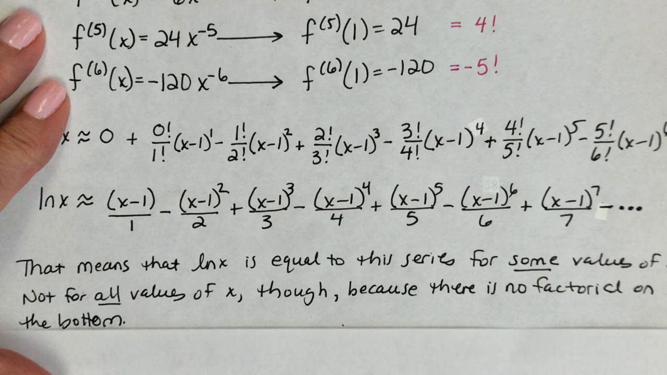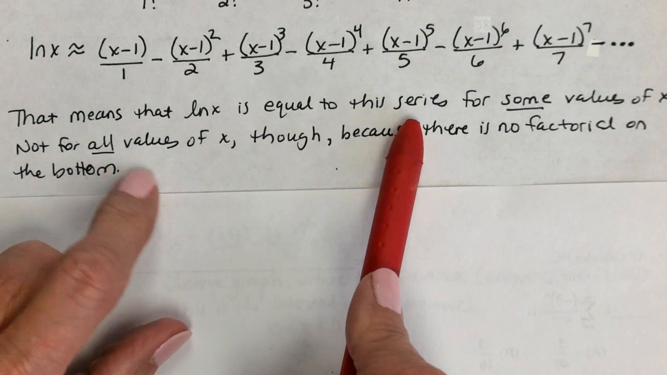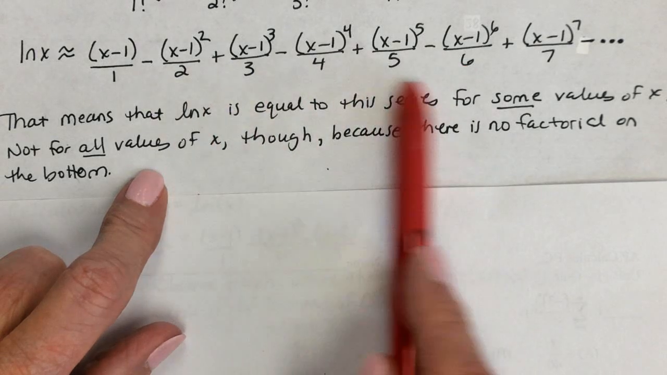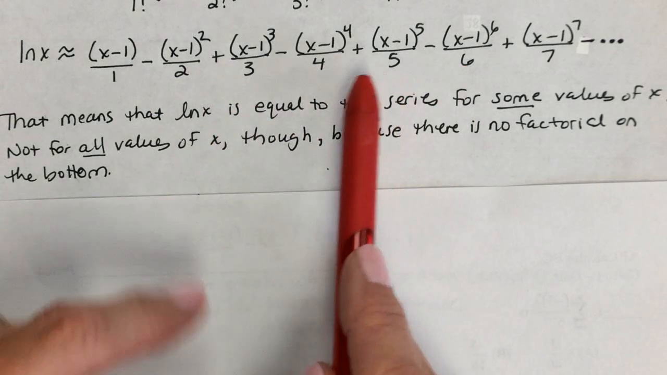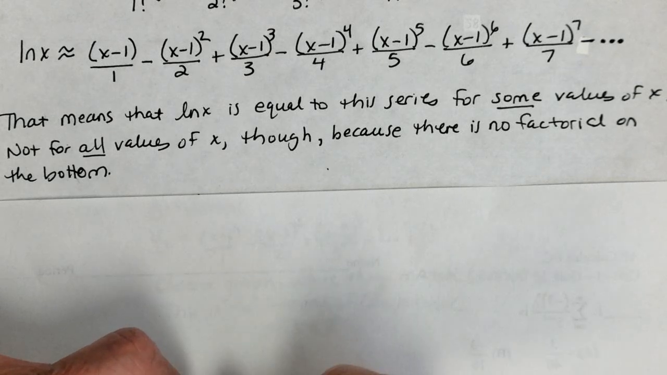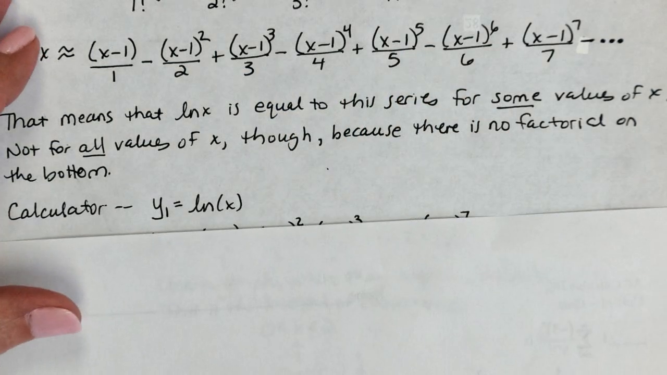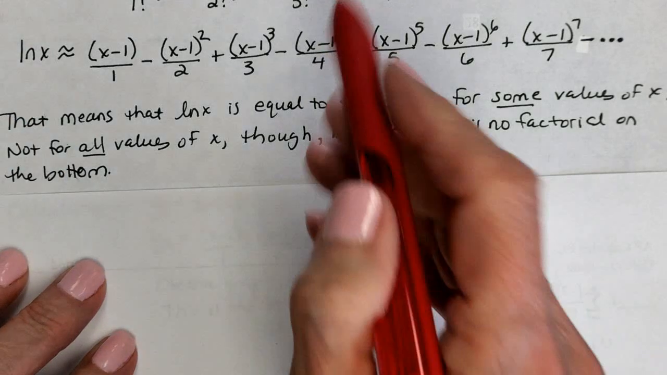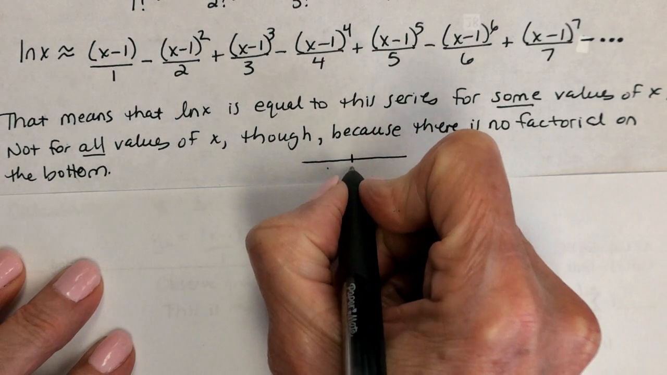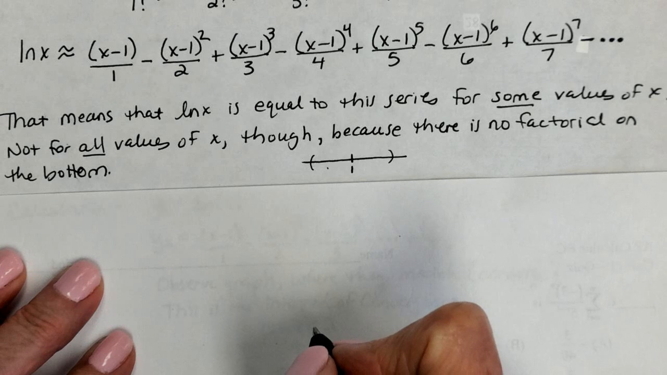So this is the series centered at 1 for ln of x. Okay? That means that ln of x is equal to this series for some values of x. Not for all values of x, though, because I notice that there's no factorial anymore in the bottom. If there were, like the ones for sine x, e to the x, cosine x, then those converge for all values of x. But because we lost our factorials, I know that it's not for all values of x, only for some values of x. In fact, I know that since we're centered at 1, I know that there's some interval around 1 where we converge. Some interval. Okay?